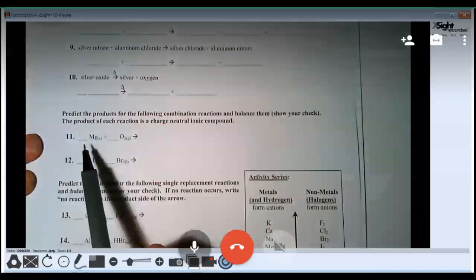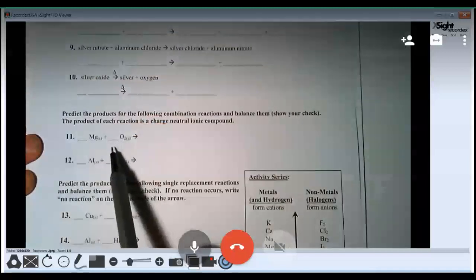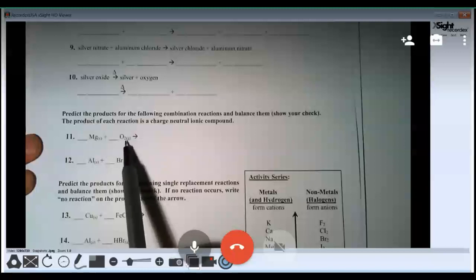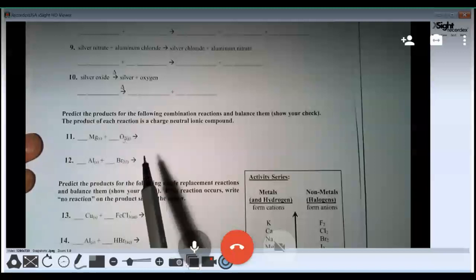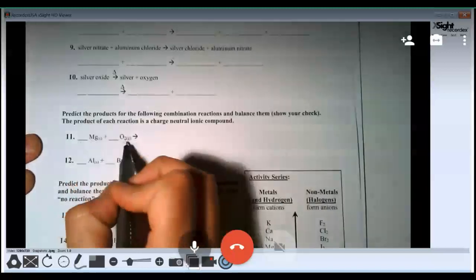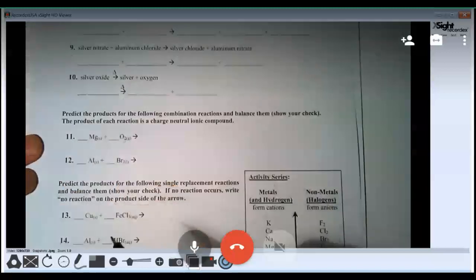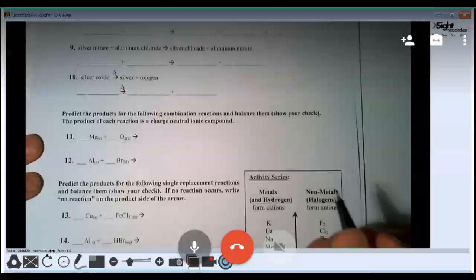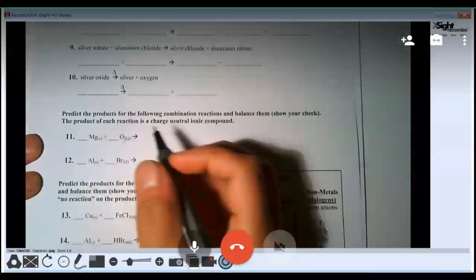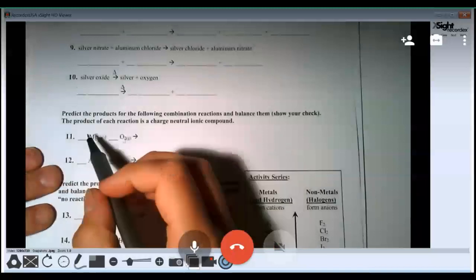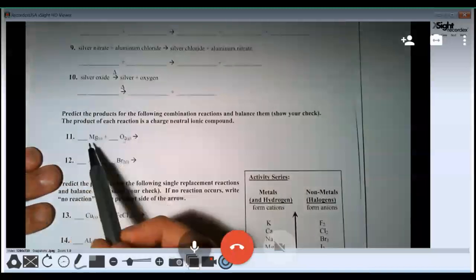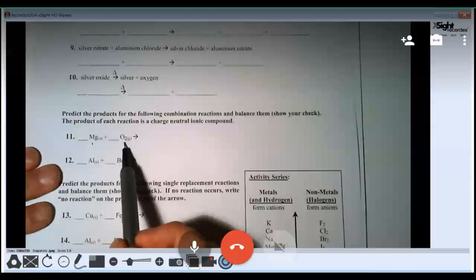So we have 2 elements by themselves. Even though oxygen is diatomic, so it comes in a pair, it's still by itself. It doesn't have any other type of atom with it. So when we have 2 individual elements by themselves, that's how you know it's going to be a synthesis reaction. We're just going to have these 2 things coming together to form an ionic compound, because we have a metal coming together with a non-metal.